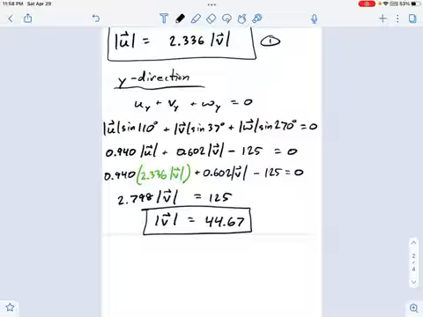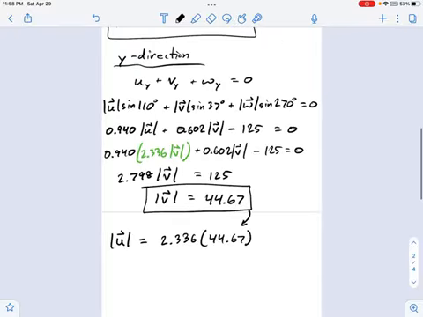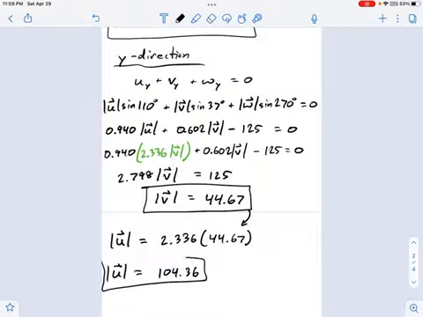But now what I'm going to do is plug this into that equation, okay? The way I'm going to do that is I'm going to take equation 1 again. Magnitude of the u vector equals 2.336 times 44.67. Okay, I'm going to plug this right in that parentheses. And what I get is the tension in that wire, magnitude of the u vector, which in this case is 104.36 pounds.